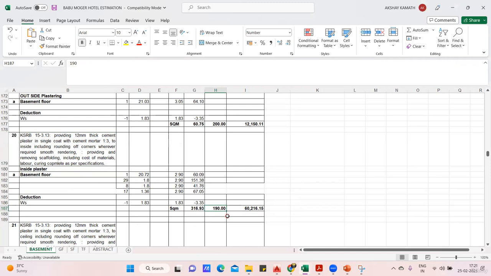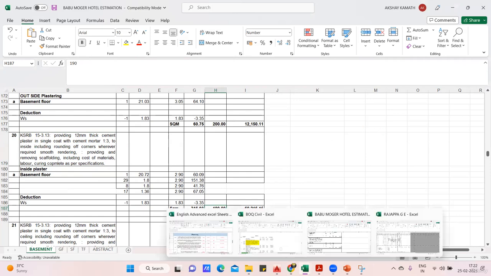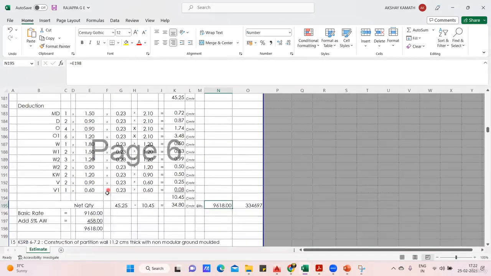Right. In BOQ it was something like 205, isn't it? So here it is 190. They are almost close to each other. No problem. You can even pick this 190 rate and you can put in your BOQ. That also you can do. I'll show you another last one. This is one more project.